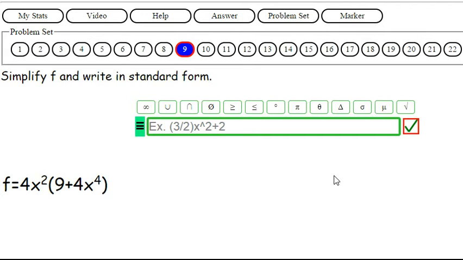Okay, got to jot that down. Now you notice up here, of course it won't apply to this problem, but if the coefficient is a fraction, we put it in parentheses. Alright. Okay. Here we go. It's been a couple weeks, 3 weeks, maybe longer, since I've actually done any recordings, so I might be a little rusty. Well, anyway, we've got f is equal to 4x squared and then a parentheses 9 plus.